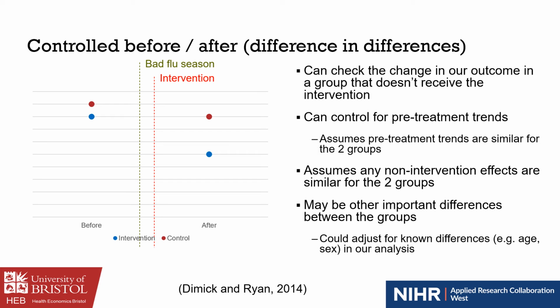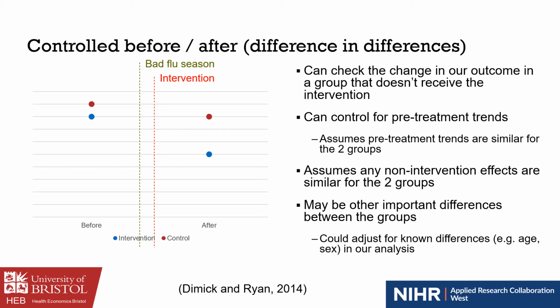One way to deal with this is to compare our intervention group to a control group that didn't receive the intervention. This is like the control group in the randomized controlled trial, but often with healthcare interventions, there is no randomization to the groups. We have to select a control group where the intervention did not occur. The control group now accounts for any other broader changes that happened at the same time as our intervention. To some extent, it also controls for any background trends in our outcome.